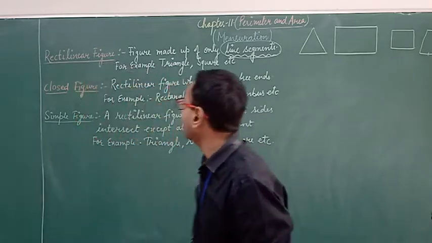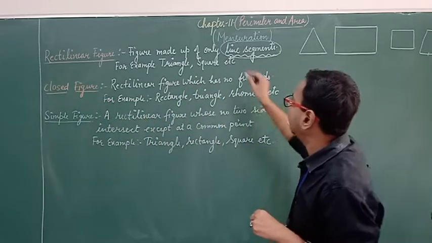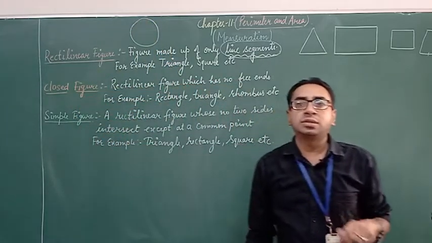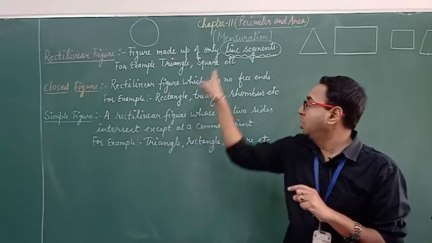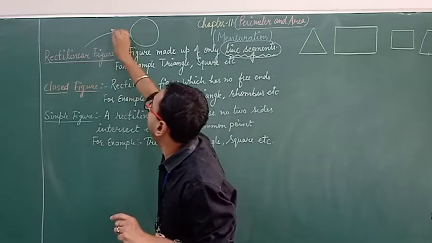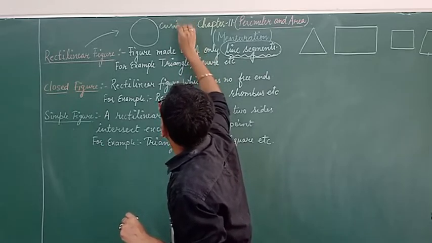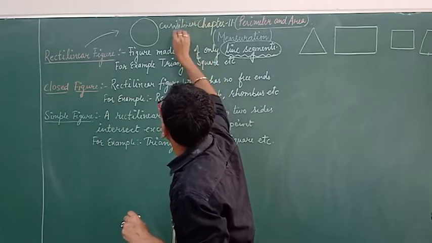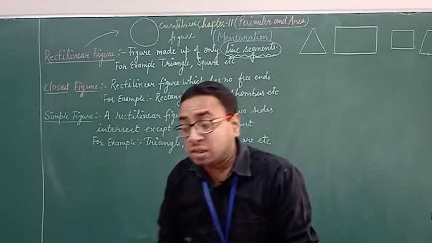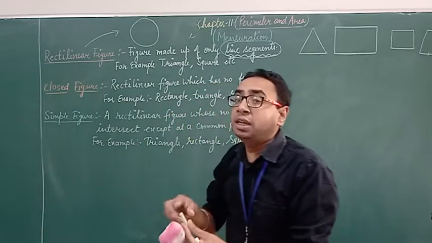Are we clear? Now, closed figure. But before that, one question for you. What do you think? Is a circle a rectilinear figure? No. The condition is line segment. Is there any line segment in a circle? So a circle is not a rectilinear figure. It is known as a curvilinear figure. Do remember, that is very important. Also known as a curved figure. A better name, I must suggest, is curved figure. So not rectilinear, it's a curved figure.